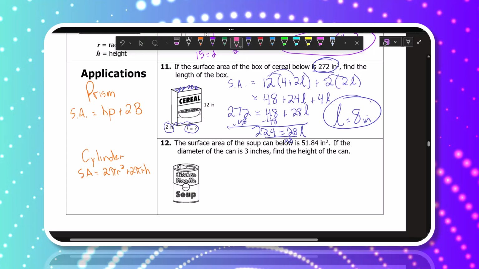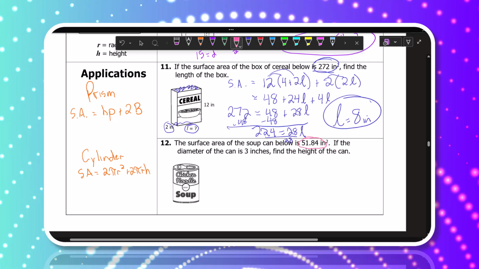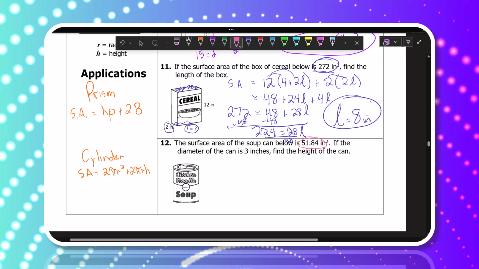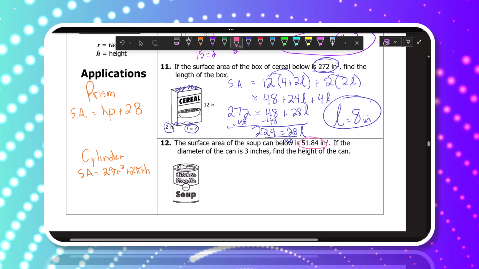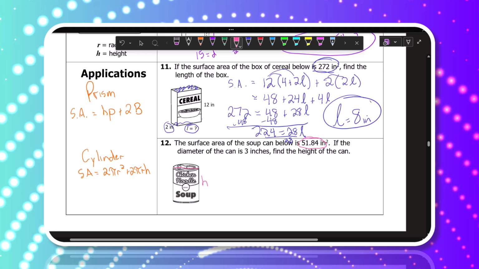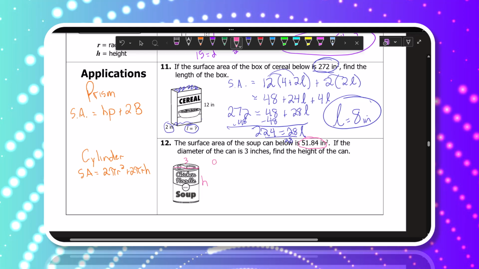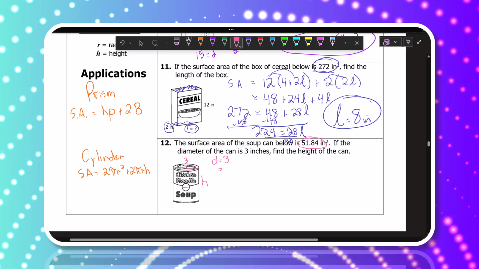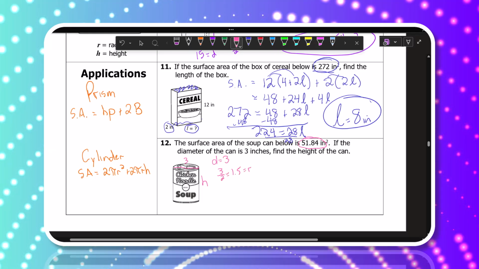Now, number 12, last one. The surface area of the soup can below is 51.84 inches squared. The diameter of the can is 3 inches. Find the height of the can. So they didn't give us a whole lot. We need to find the height. Our diameter is 3, but we don't want that. We want our radius. So if our diameter is 3, we divide that 3 by 2, we get 1.5, and that is our radius.